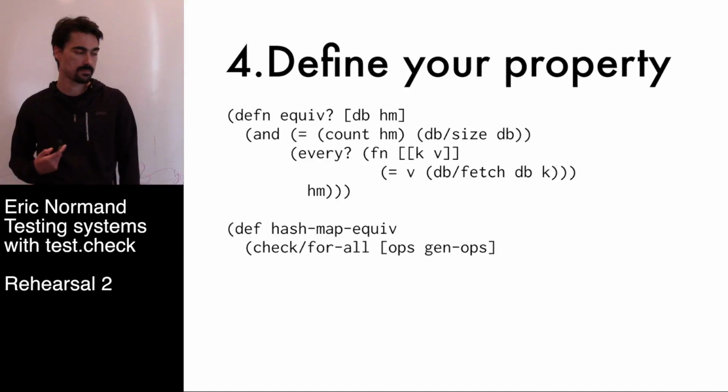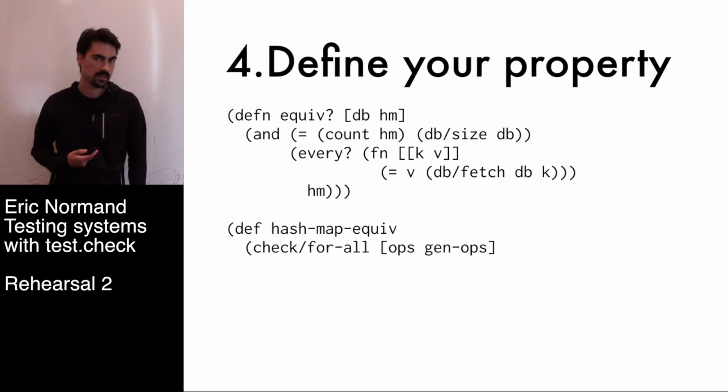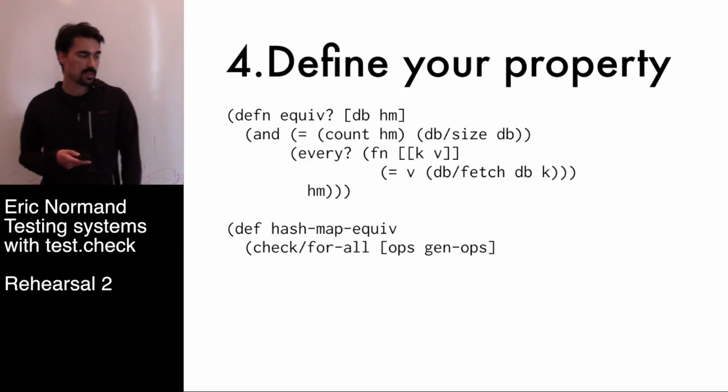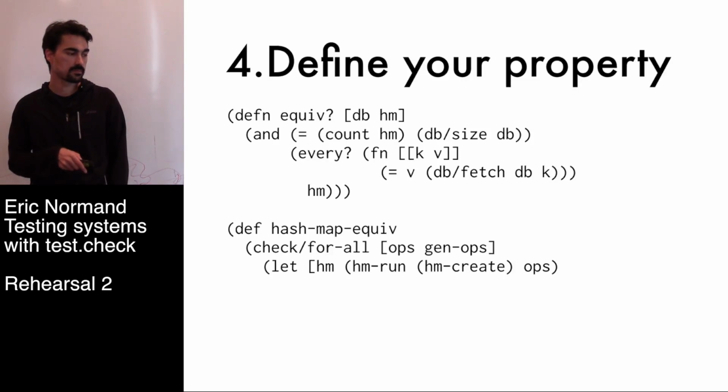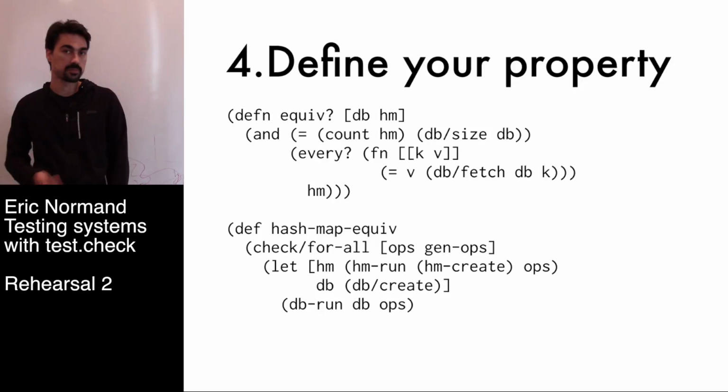So here's our property: for all sequences of ops, we're going to run the hash map version of it on a fresh hash map. That'll be our HM. This is the answer we expect. Okay, and then we're going to create a database. We're going to do the DB run. So we're going to run the same ops on that database, and then we check if they're equivalent.